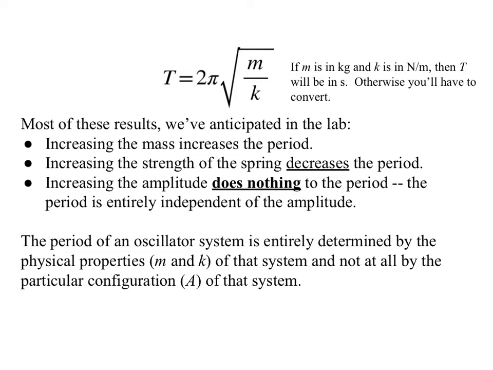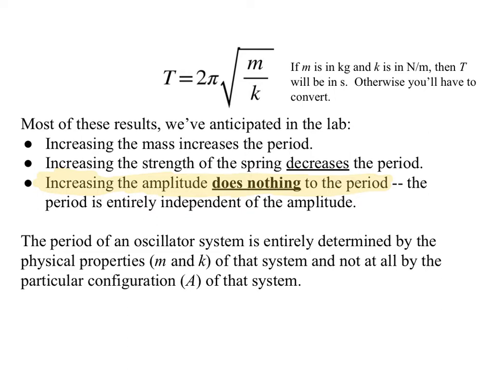But sort of interestingly, and the thing that often students find difficult, and therefore which the committee really wants to focus on, is that increasing the amplitude does nothing to the period. It doesn't matter if the amplitude is 1 centimeter or 1 meter. If m and k are the same, then T is going to be the same. And that's a little counterintuitive. That's a little weird, right? That if I take something and I stretch it twice as far, it doesn't take any longer to execute one loop. Why does that happen?